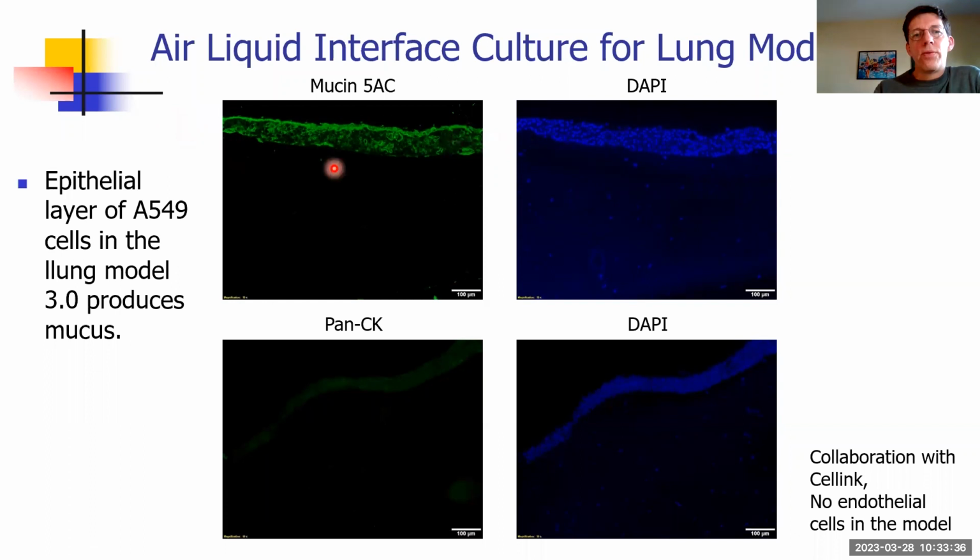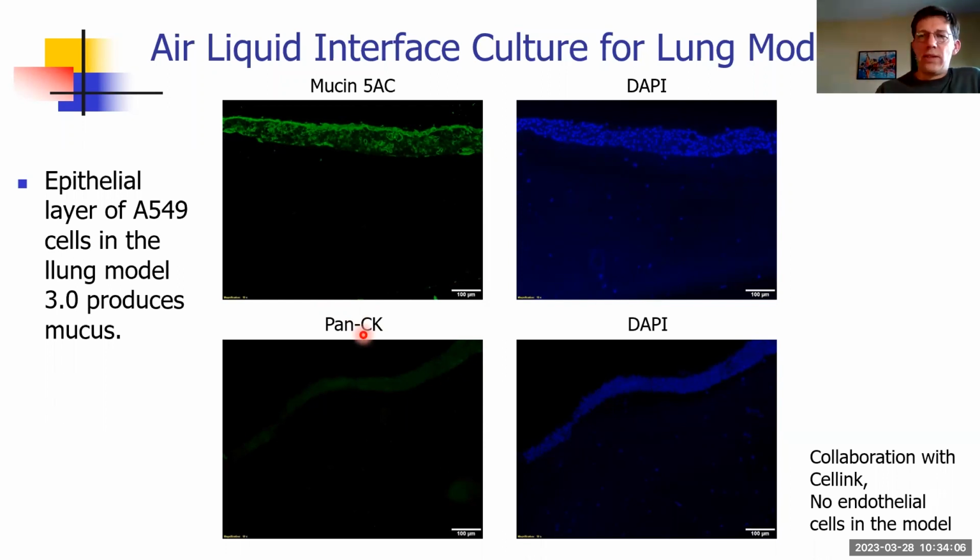So first of all, one nice observation was that when we culture our models at an air-liquid interface setup, we observe production of mucus, which is of course good because that is also what happens in the lung. And it is hardly visible, but you can see it in the original figure. We also see production of pan-CK as a marker for the epithelial cell.